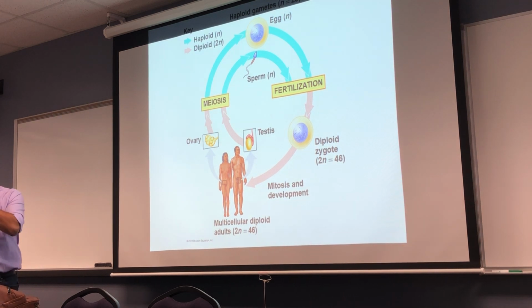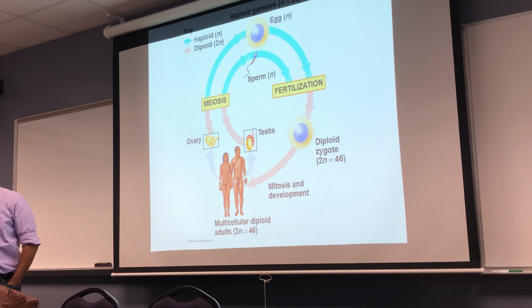Alright, so here's the life cycle. We saw this before, but now this is a more professional picture than the one before. So here you have the organisms, multicellular diploid adults, full-grown adults. Then in their reproductive organs, testes and ovaries, you have meiosis, and these are the ones that are going to produce the gametes, the egg cells and the sperm, which are going to be haploid. So meiosis will be reductional, it goes from 2N to N, from diploid to haploid.